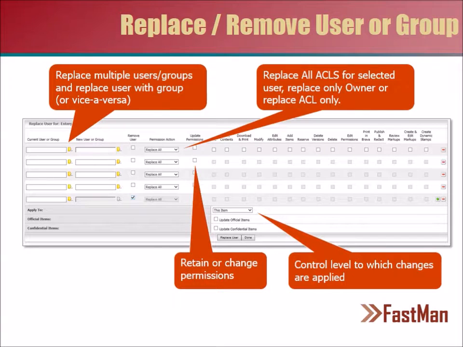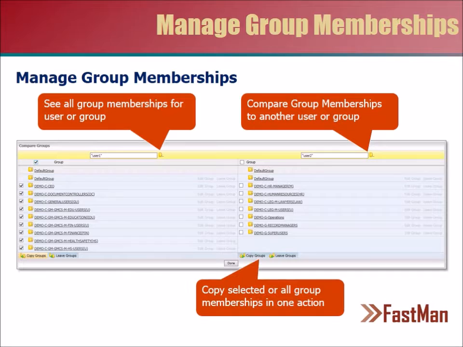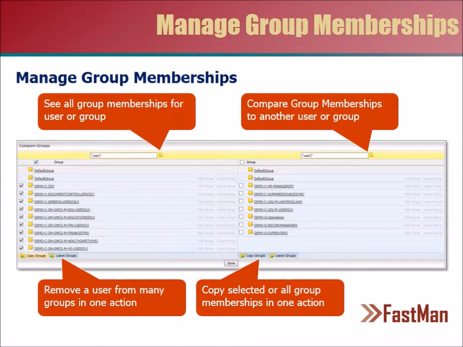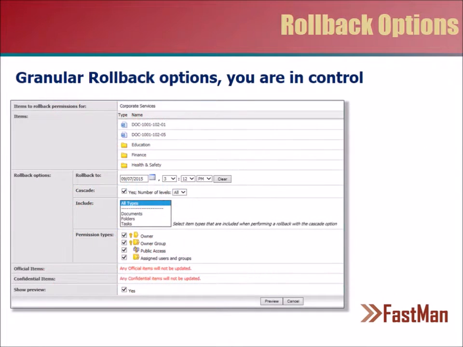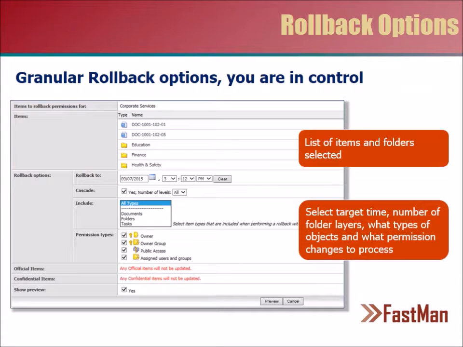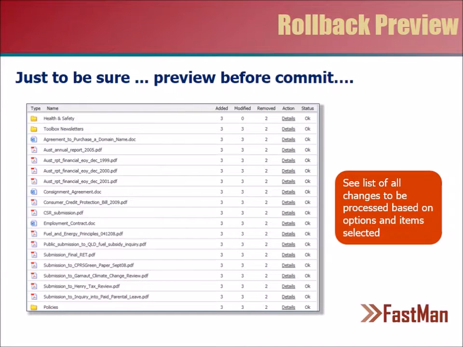You can replace a user or remove a user or group from an item and not affect the actual permission settings that have been made to that item, and it has no effect on any other permissions that are set in the system. You can manage group memberships. You can make one user exactly the same as another user. These are all Permissions Manager functions, and really we're just doing a very high level view of them all. You can roll back changes. Let's assume you've made a change that had an outcome that wasn't intended. We can roll that back.